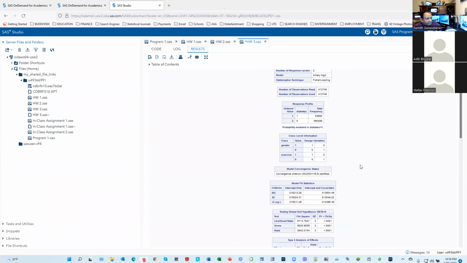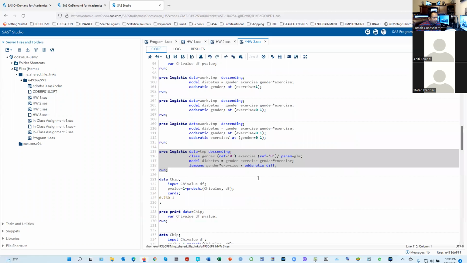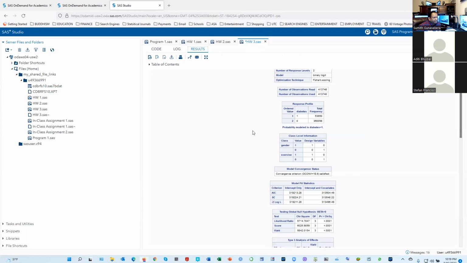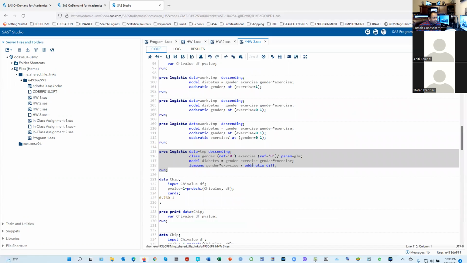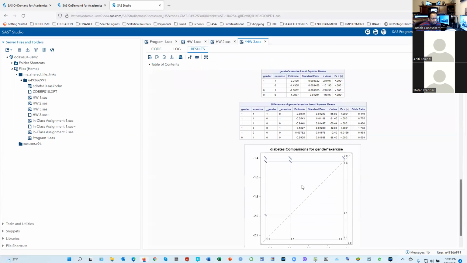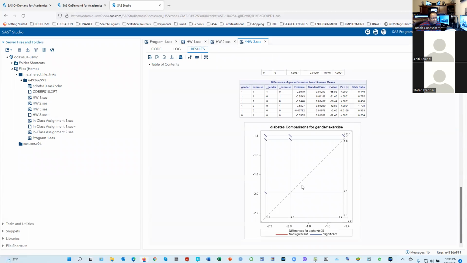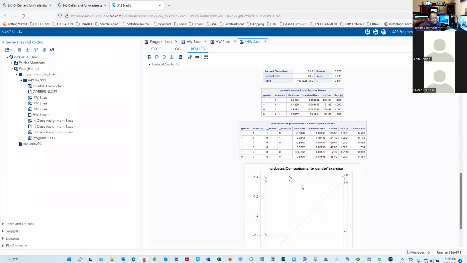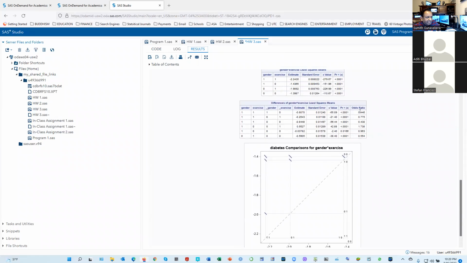Professor, we had odds ratio in the last table. In the output, in the results. Not this one, the last previous table. In the same results, just the table before that graph in the results. Yeah, here, if you check the differences of gender, exercise, least square means table, the last column is the odds ratio. Oh yeah, I'm sorry. I was looking for that. Thank you.